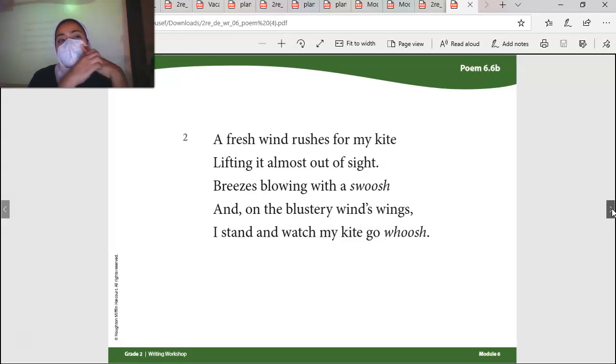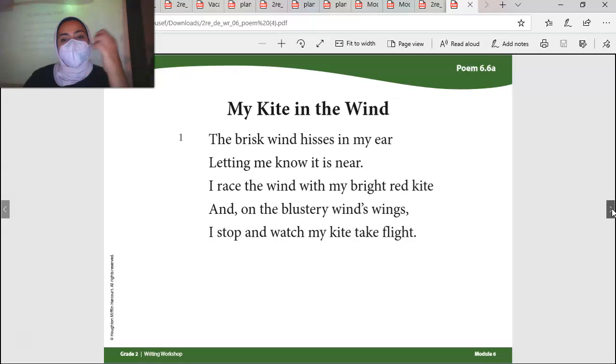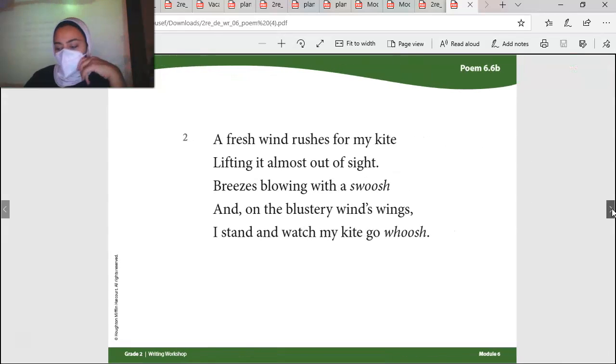Okay, maybe it's about him slowing down and pausing when everything around him is moving fast. That's actually very, very good. Yes. It's also about how the wind is, and the things that he does in the wind. My kite in the wind. He's talking about his kite and how his kite reacts in the wind. Very good.